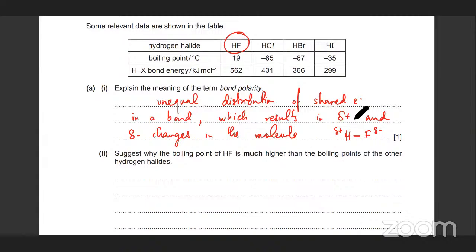Hydrogen bond. Okay, so HF has hydrogen bonding. That's one mark. And the other point is that HF has hydrogen bonds, whereas the rest of them have permanent dipoles. So HCl, HBr, and HI don't have hydrogen bonding. They have permanent dipoles.